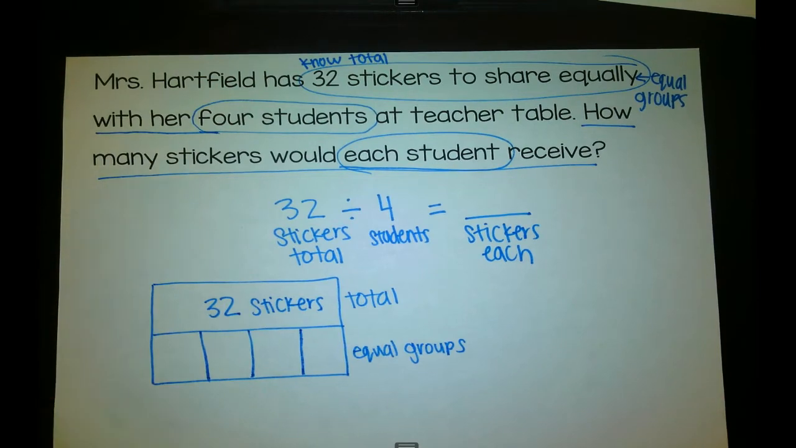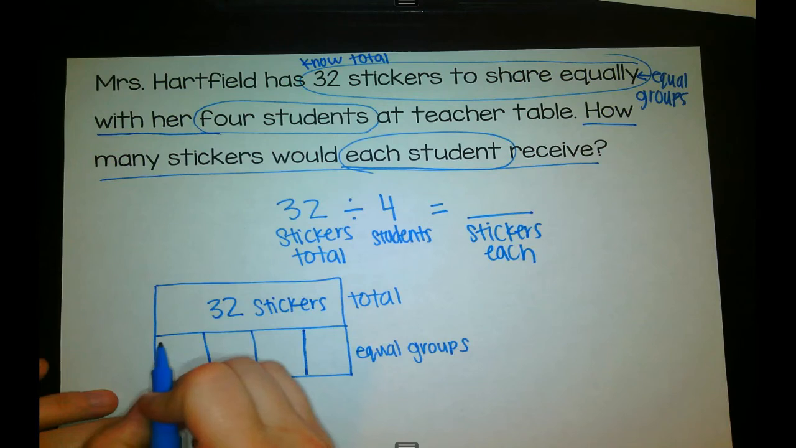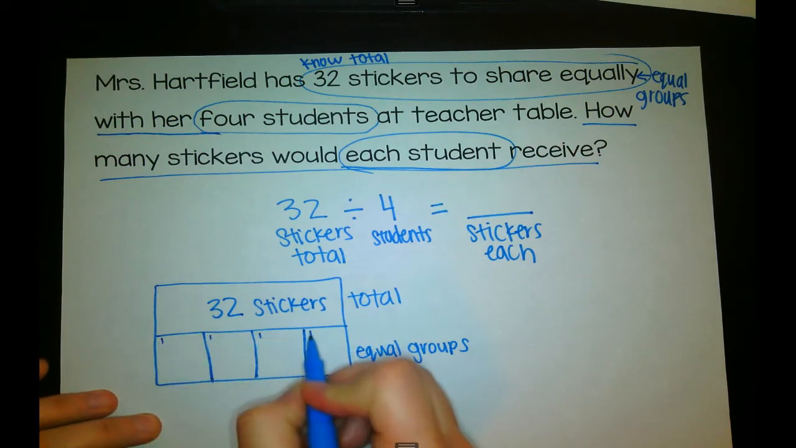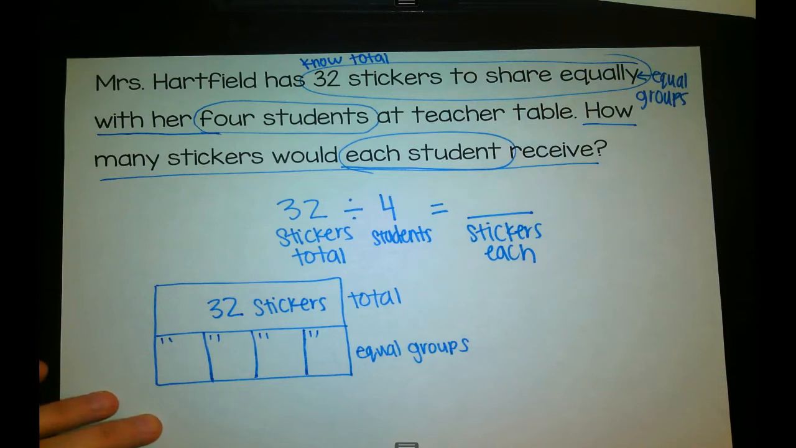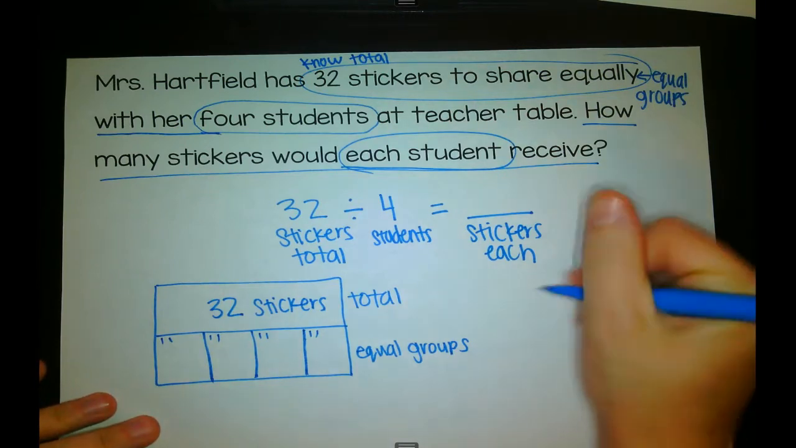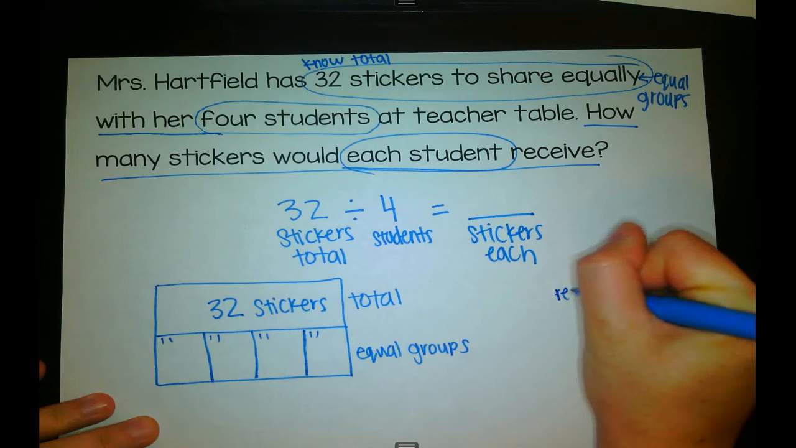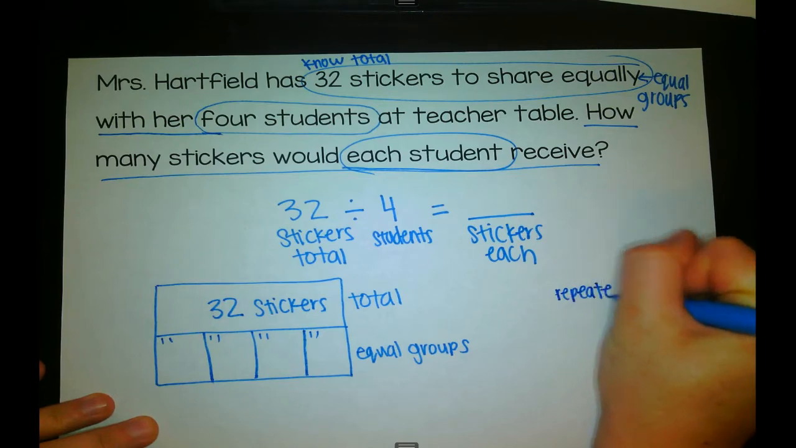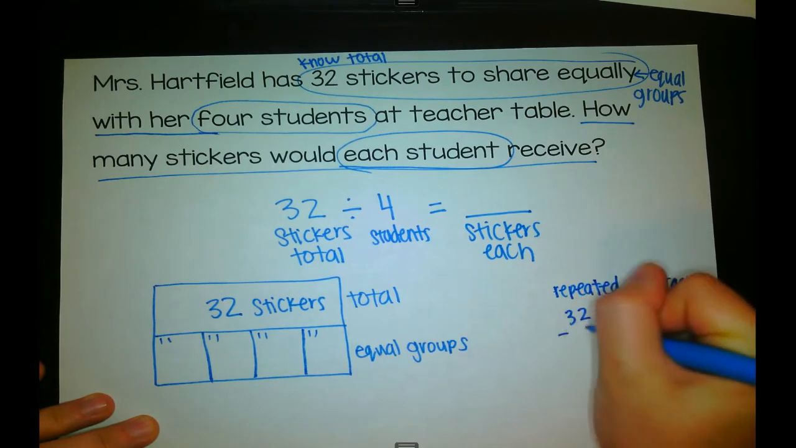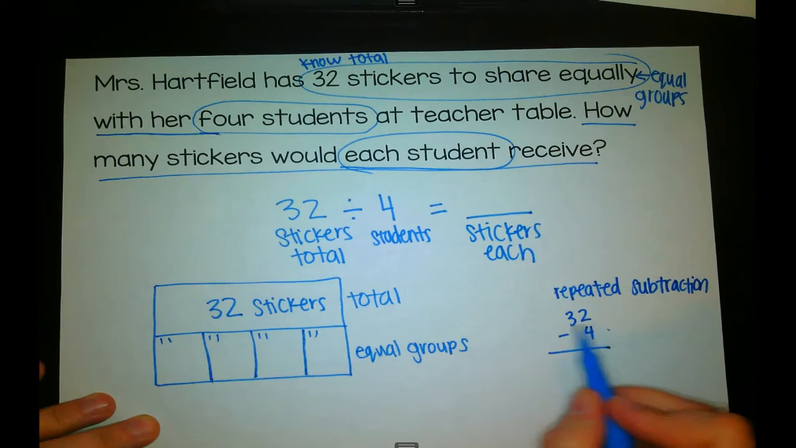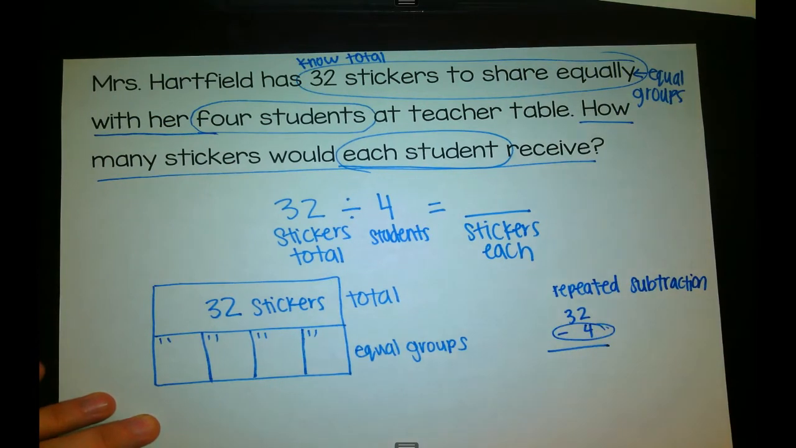So we have a few options in how we can solve here. We could do equal groups, and I could go through and say 1 for you, 1 for you, 1 for you, 1 for you, and keep going until all 32 are given out. We could do repeated subtraction. So I could take 32 and subtract 4 over and over and over until there are no more left, and then I'll count up how many takeaway 4s I used.